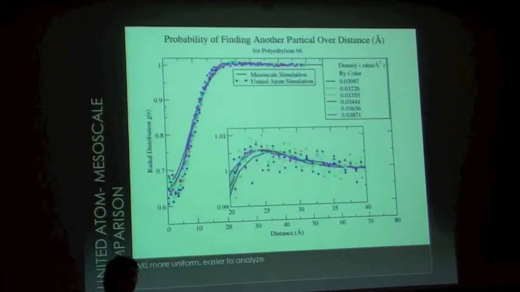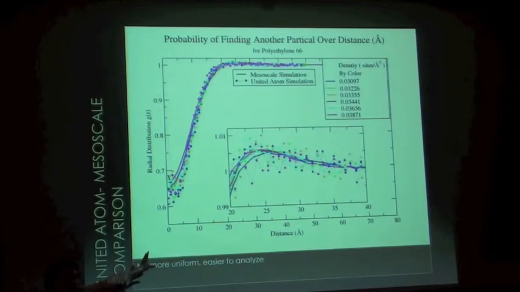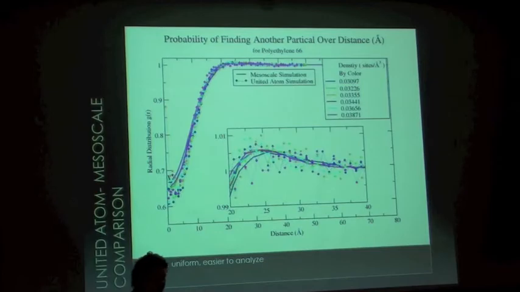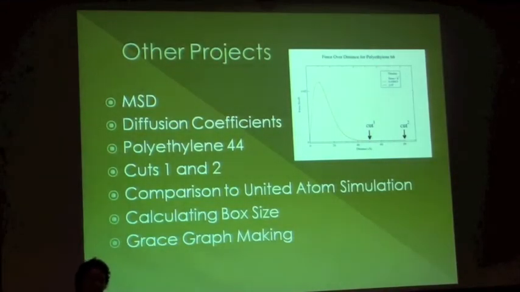And then we compared it to the United Atom simulation, which I mentioned before is a reliable way of mapping polymers right now. It just takes a really long time compared to a mesoscale simulation. So you can see the mesoscale simulation is not only smoother, but it all lines up well together, and it gives a good representation of the properties of the polymer, and it runs so much faster than the United Atom simulation.